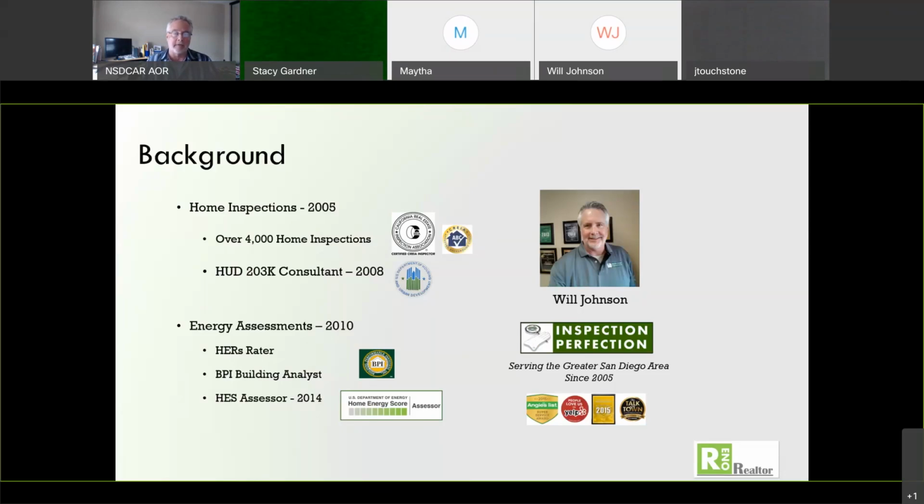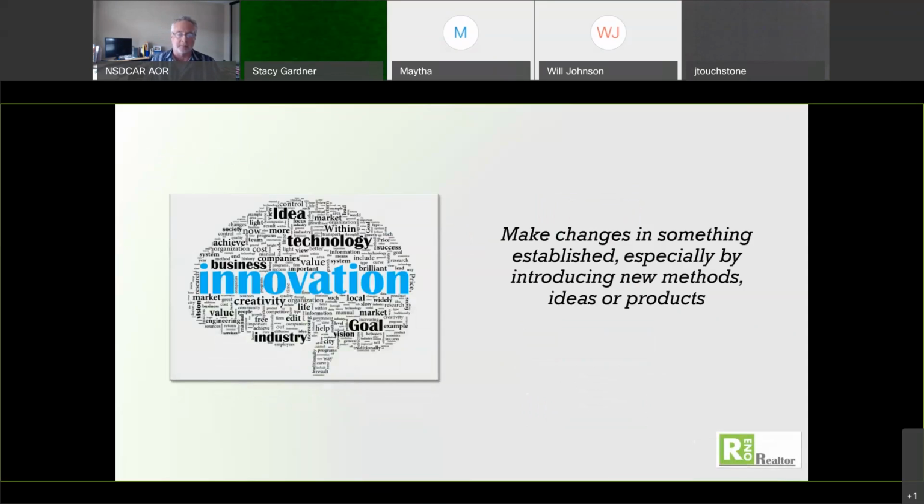I've probably completed hundreds of renovation loans. I manage two to three dozen every year. I'm very, very active with the program. I also have some certifications on energy assessments, and we'll touch lightly on that as we go through the presentation.